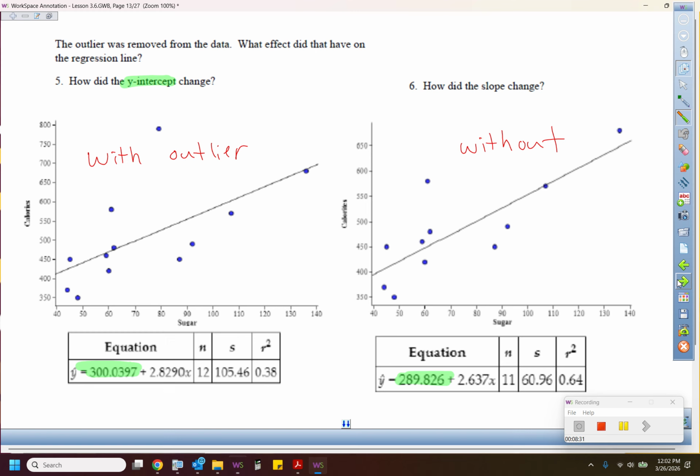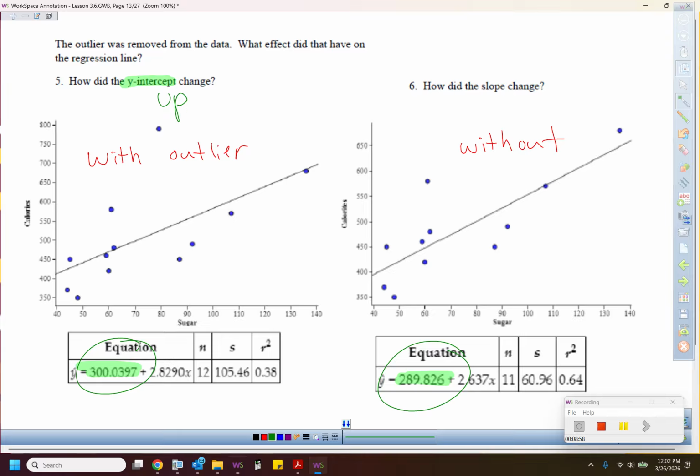How did the y-intercept change with the outlier? Here's the y-intercept in green. Here was the original with the outlier. Here was it before. How did it change? I know what you mean by it went down. That's what it would look like if we didn't have the outlier. So it actually went up, because this is what it should be. This is what the outlier did.